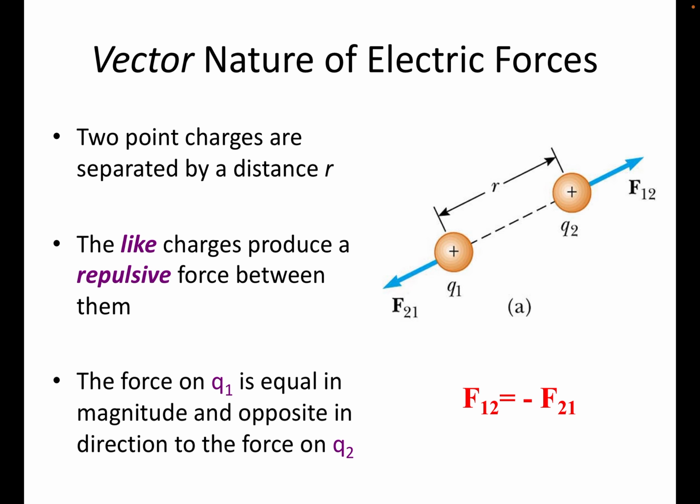It's critical to remember that force is a vector. This diagram shows two like charges, Q1 and Q2, which produce a repulsive force between them. The force on Q1, labeled F21, points directly away from Q2. The force on Q2, labeled F12, points directly away from Q1. As per Newton's third law, these forces are equal in magnitude and opposite in direction.